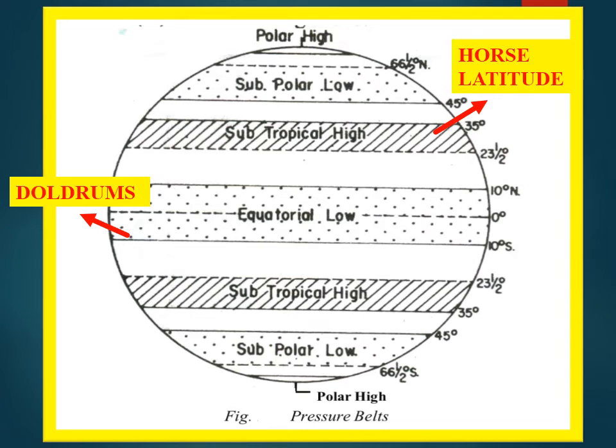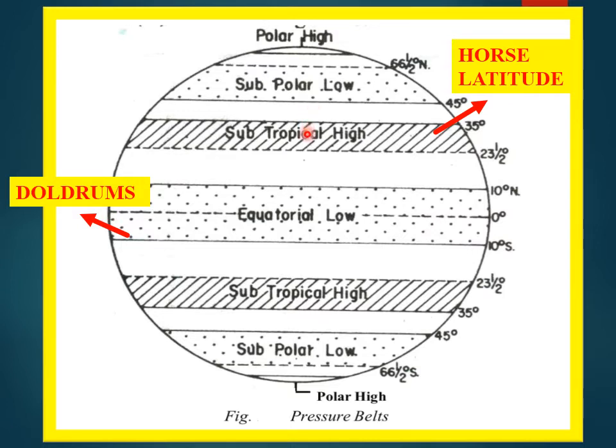Now children, there are 7 pressure belts. First, let us learn the names. The first one you can see at the equator, 10 degrees north and 10 degrees south, is called the equatorial low pressure belt, and this area is also called the doldrums. Then we have subtropical high in the northern hemisphere and subtropical high in the southern hemisphere. Then we have subpolar low in the northern hemisphere and subpolar low in the southern hemisphere. Then polar high in the northern hemisphere and polar high in the southern hemisphere.